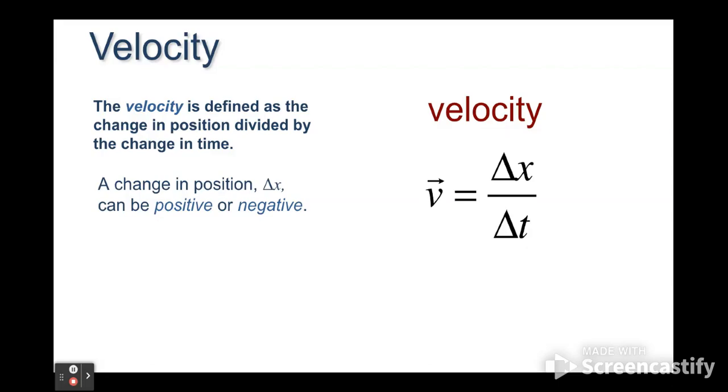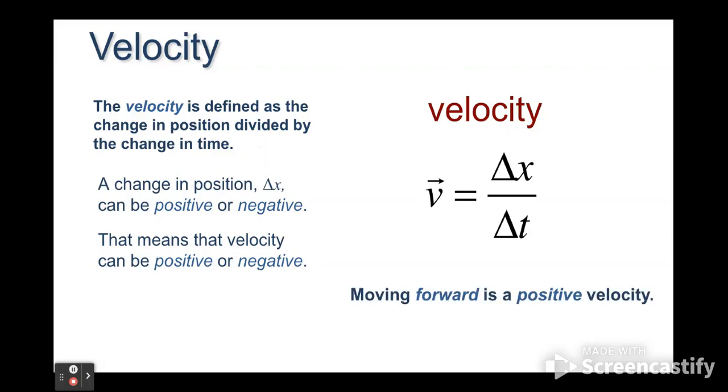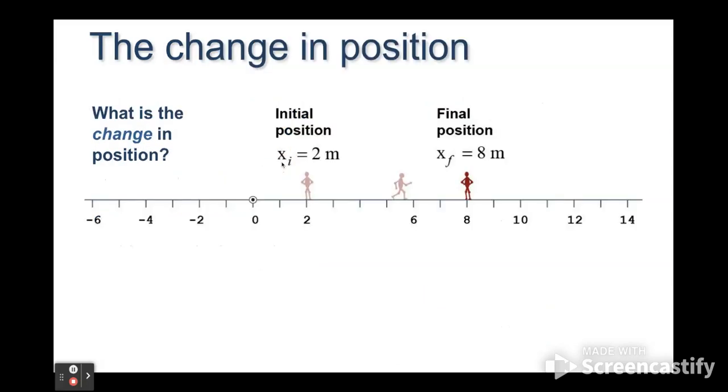We might end up with a negative position change, and that will let us know something about velocity and how that object has moved. Because you have a change in position that might be negative, you can have a velocity that might be positive or negative. And remember that positive and negative really has to do with direction. Moving forward is positive velocity, whereas moving backward is negative velocity.